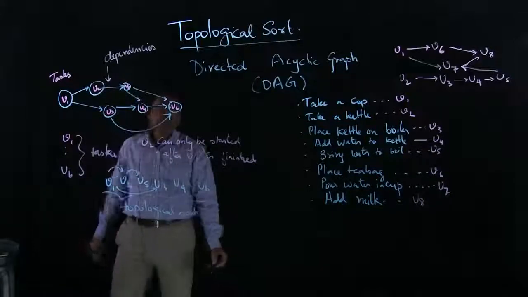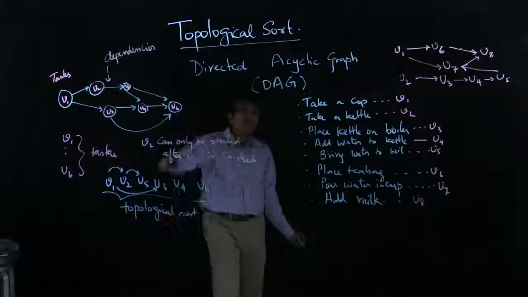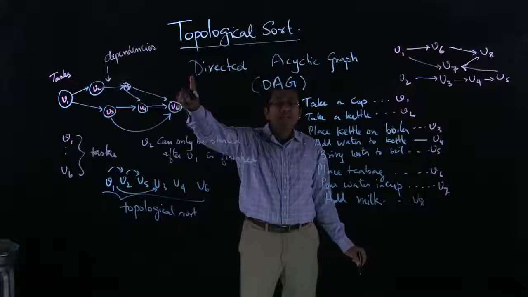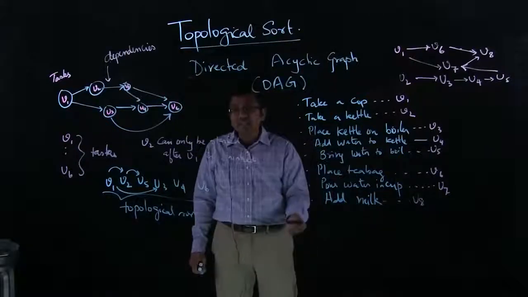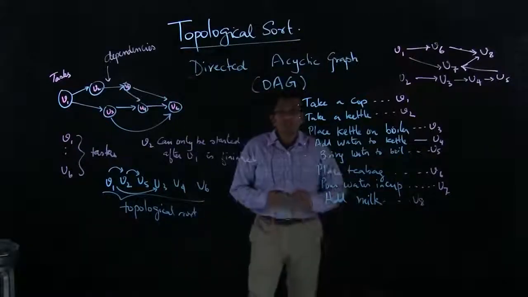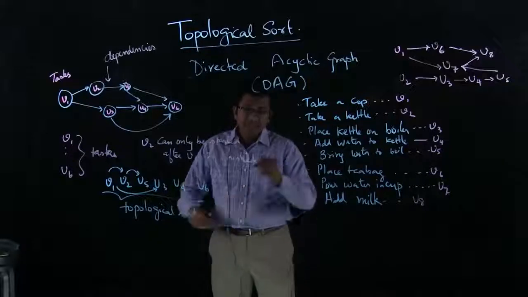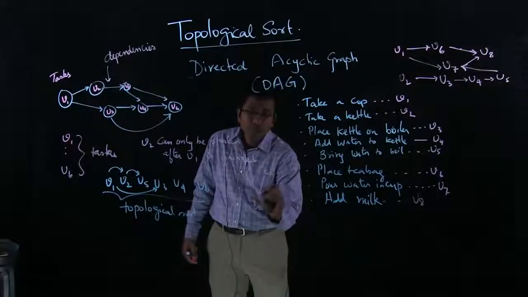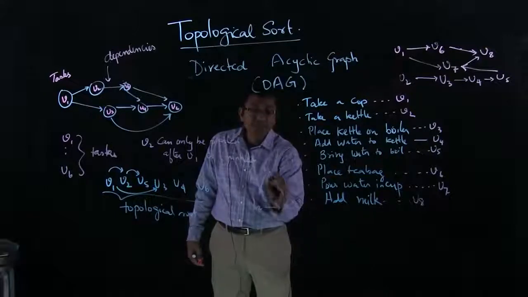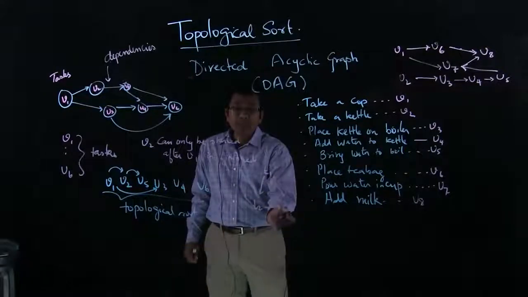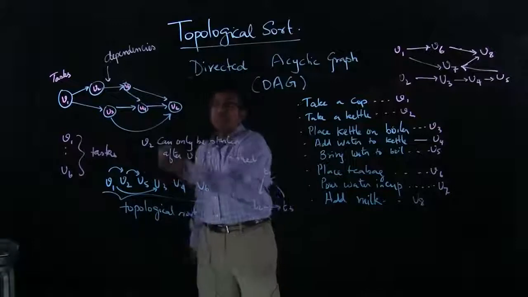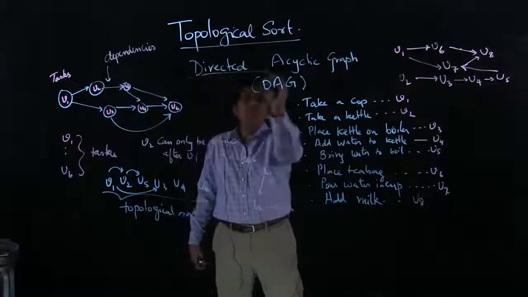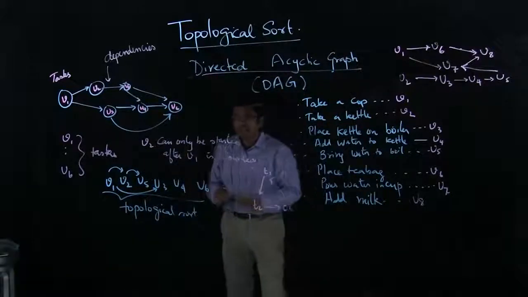All right, and this can only be done if your graph is a directed acyclic graph. If your graph has a cycle, you cannot do this kind of a sort. Why is that? Let's take an example of a cycle, T1, T2, T3. Now, no matter which one I place first, one of these edges is going to go backwards. So this can only work if your graph is a directed acyclic graph.